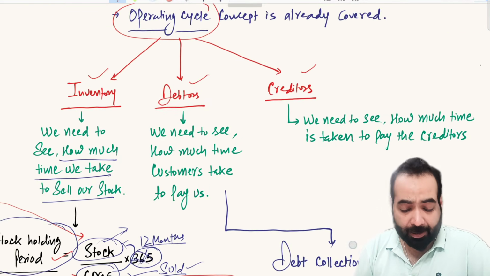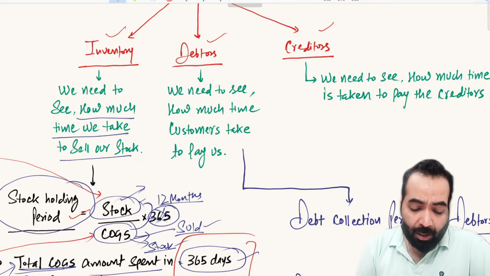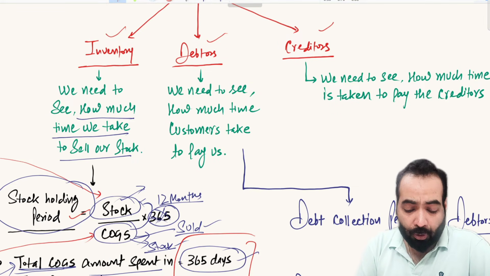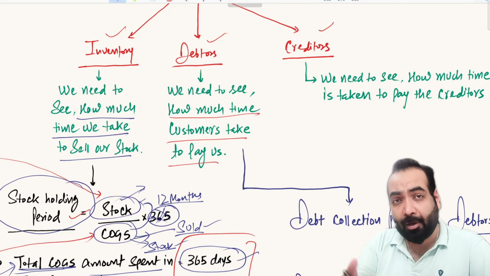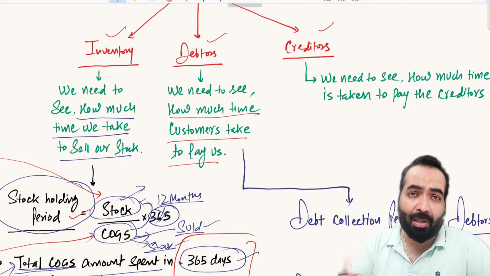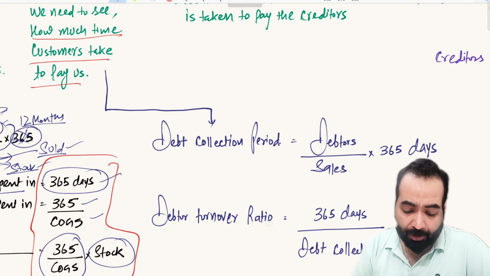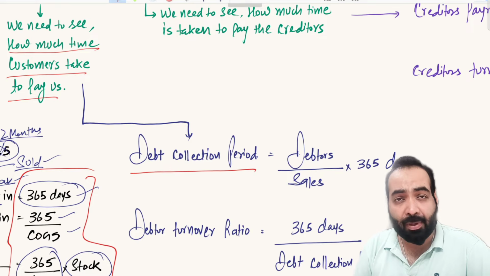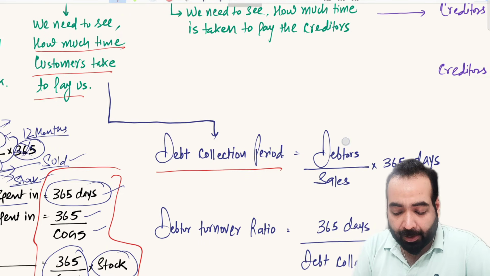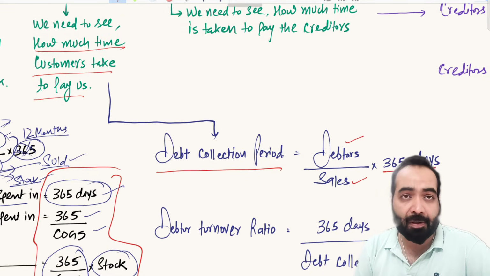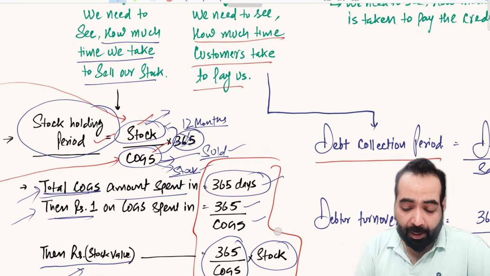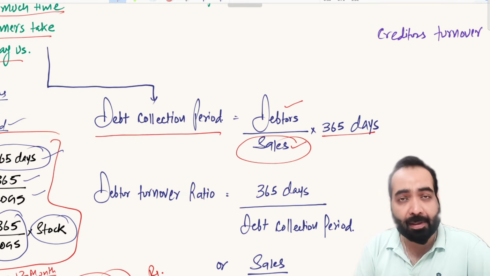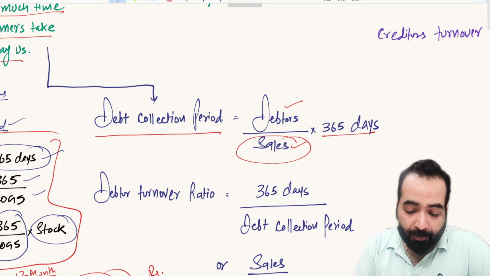Now coming to the debtors. Next point is debtors. Now in debtors, we want to know how much time the customers take to pay us, how much credit period we allow in the market, how much time the debtors take to pay the money back to us, right? So this is called debt collection period. So calculation is simple: debtors divided by sales into 365 days, similar to stock divided by COGS. Here the denominator is sales because debtors are generated from sales only.